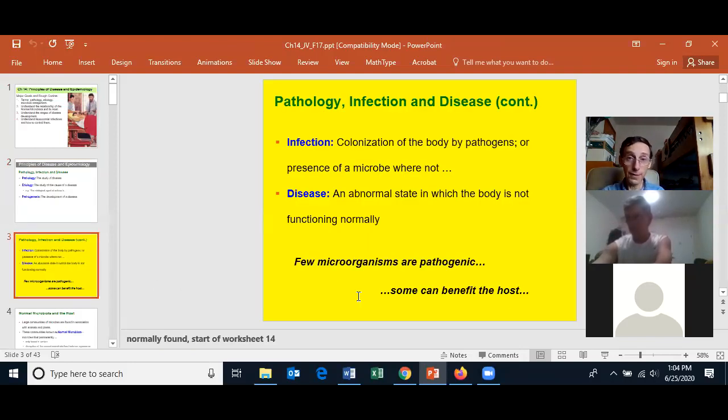Know that an infection is the colonization of the body by pathogens, or the presence of microbes where they're not normally found. So when we say someone has an infection, they're colonized by human pathogens, or they have microorganisms growing where they're not normally found. Disease is defined as an abnormal state in which the body is not functioning normally. Any question about any of those terms?